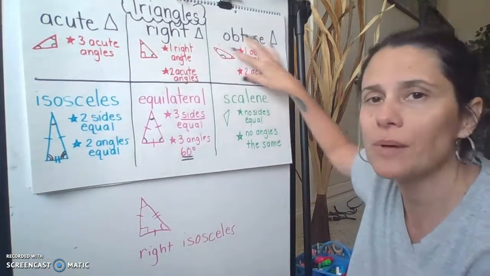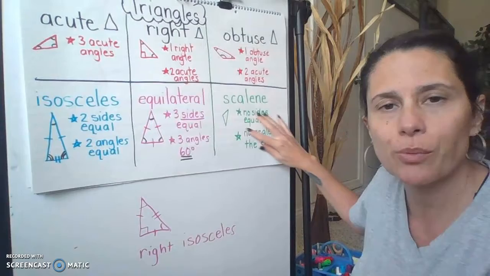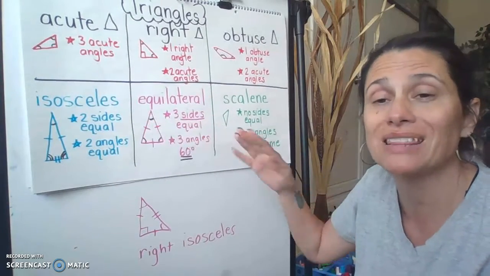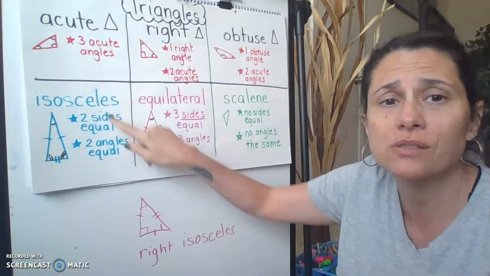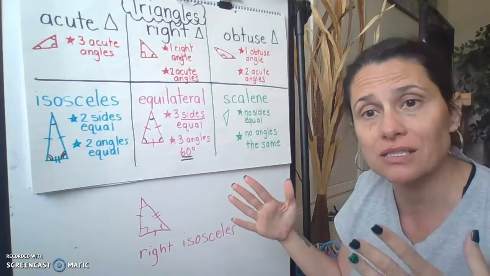So you're really good about this. This is what we're going to be practicing, to tell the difference by looking at the lengths of the sides. This is really focusing on the angles. These focus on the lengths of the sides.